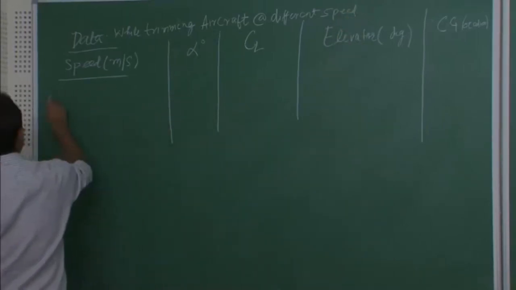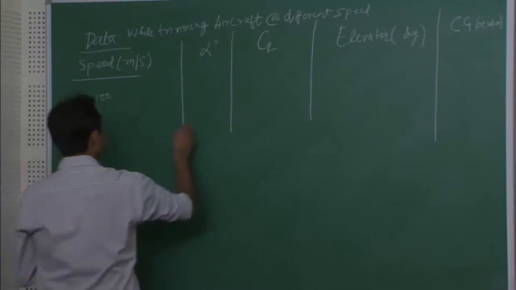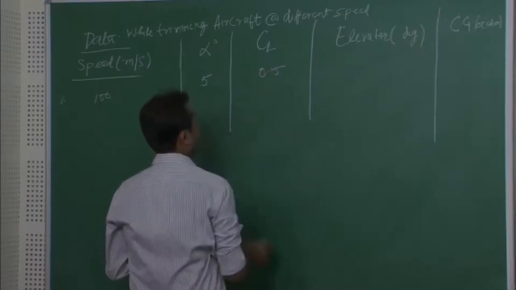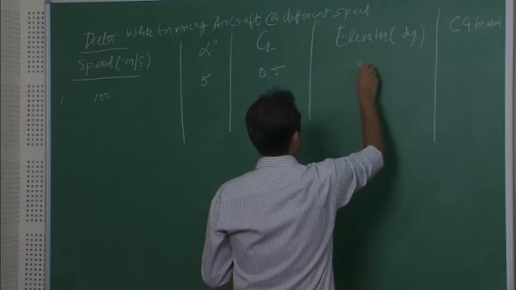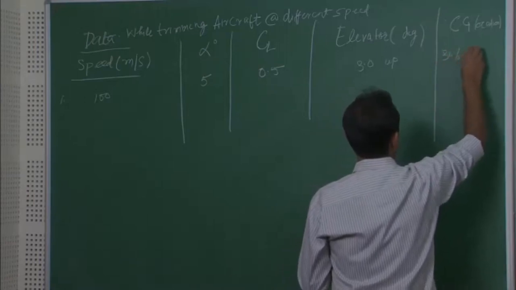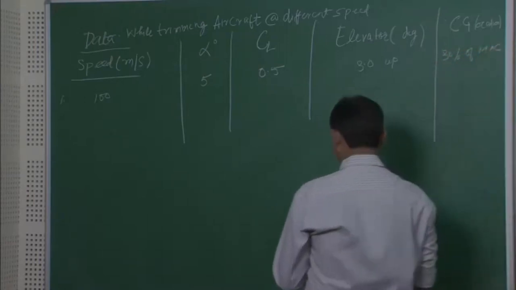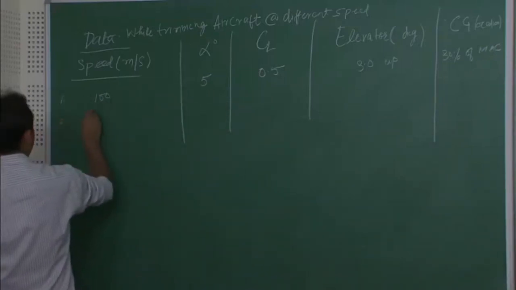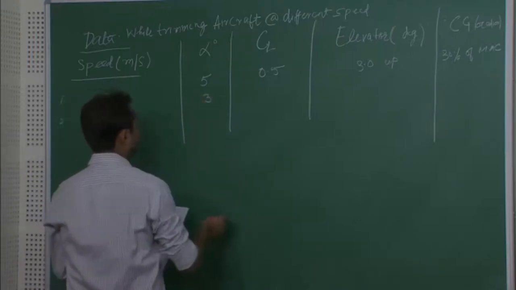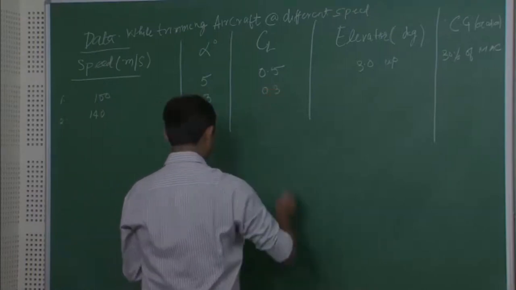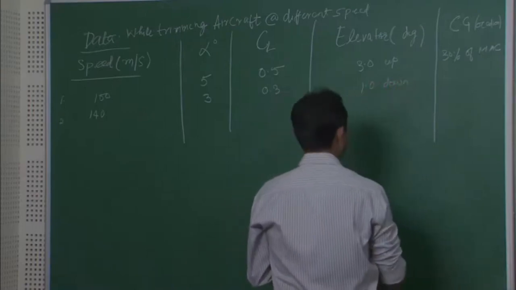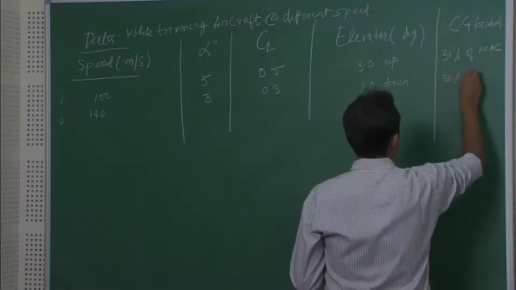Now, the first set of data was at 100 meters per second. Your angle of attack was 5 degrees. Your CL was 0.5. Elevator deflection was 3 degrees up. And CG location was 30% of mean aerodynamic chord. Second data was at a speed of 140 meters per second, angle of attack was 3 degrees, CL was 0.3, elevator deflection was 1 degree in down direction, and CG was 30% of mean aerodynamic chord.